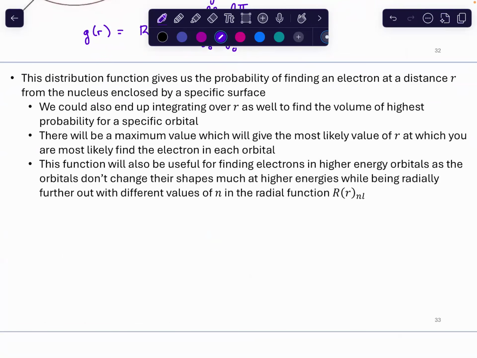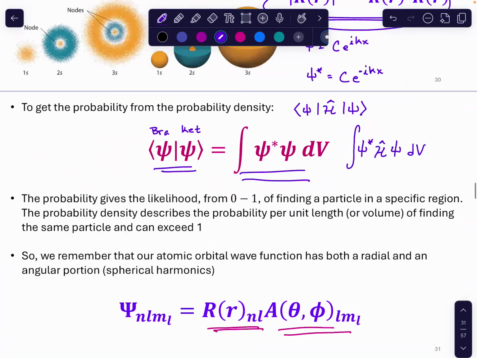So a little review here. This radial wave function, even though it's done spherically, as your orbitals get bigger and bigger, or higher and higher energy, is still going to help you figure out exactly where in each orbital the electron is most likely to be, because again, your orbitals are not going to really change shape all that much. Let's review for a minute.